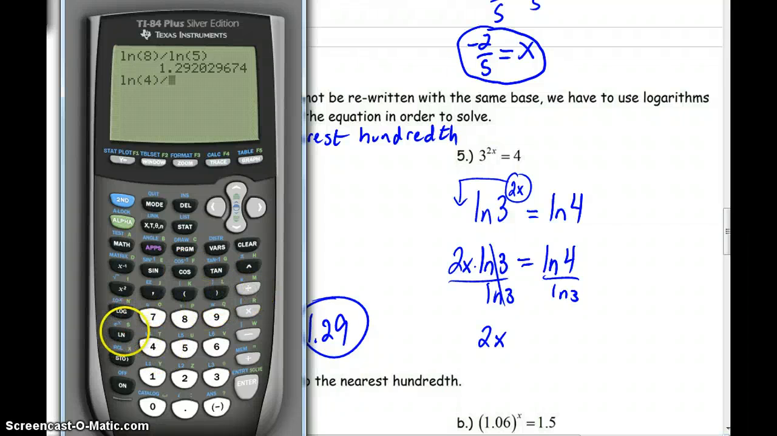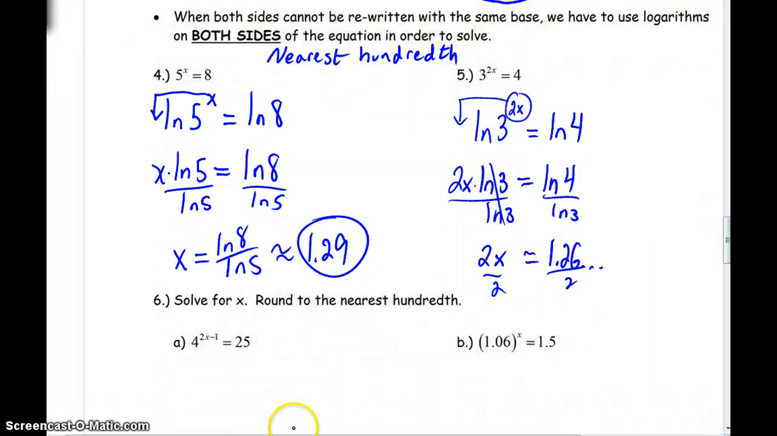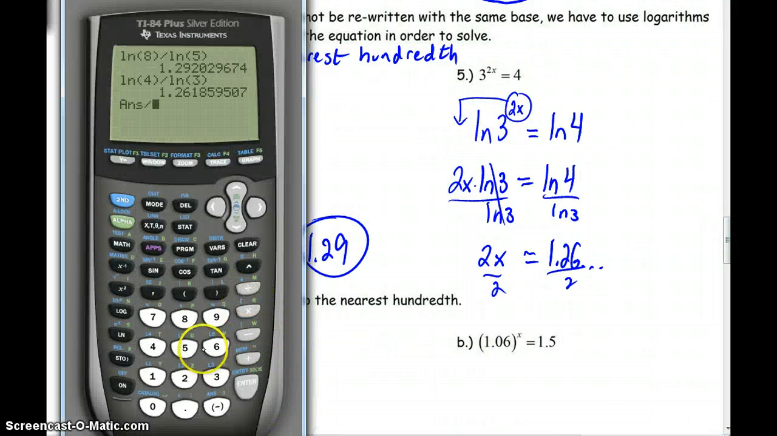We could type this out real fast. Remember your parentheses. And you'd see it's about 1.26 and a little bit extra, dot, dot, dot. Well, we don't have x by itself. We have to get rid of the 2 also. Let's divide by 2. And bring our calculator right back up and say, you know what? Also, let's divide it by 2. You'll get about 0.63.